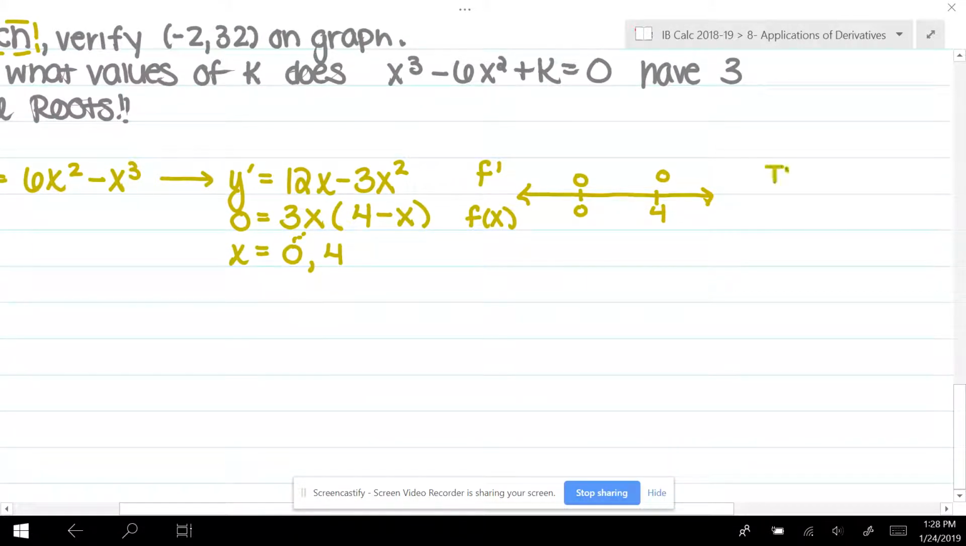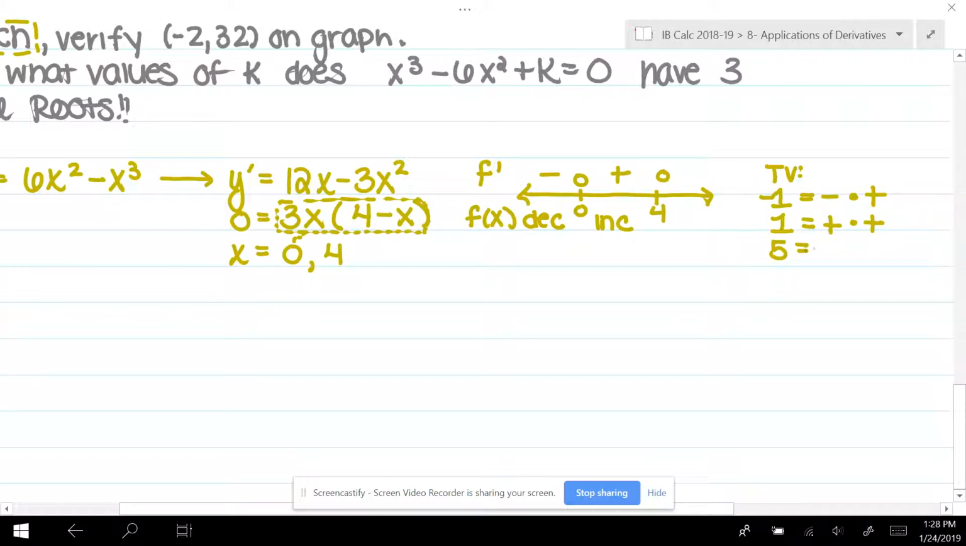I'm going to pick some test values. I'm going to pick to the left, in the middle, and on the right of those values. And again, we sub into the factored form. Why do we sub into the factored version? Because it's just easier to look at the signs. So if I sub -1 into the first guy, 3 times -1 is a negative, 4 minus -1 is a positive. So that is a negative and it's decreasing. If I sub 1 into each, I'm going to get a positive times a positive. So it's positive and it's increasing.